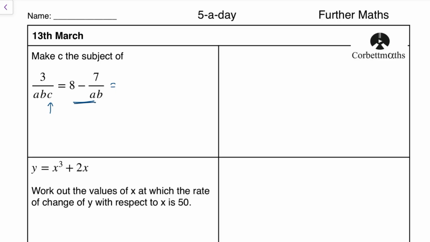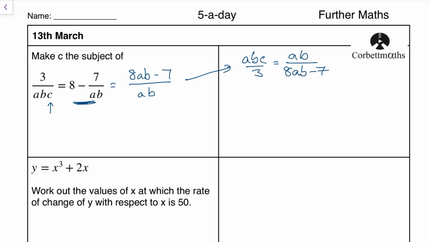So the right hand side, so this bit here becomes, make the same denominator, so 8a plus b minus 7 over a plus b. And the reason I've done that is because I want the c on the top. So therefore I can flip both the left hand side and the right hand side. So that's going to give me abc over 3 is equal to ab over 8ab minus 7. Doesn't look much better, but actually if I think about it slightly differently, I can write the left-hand side as ab over 3 times c.